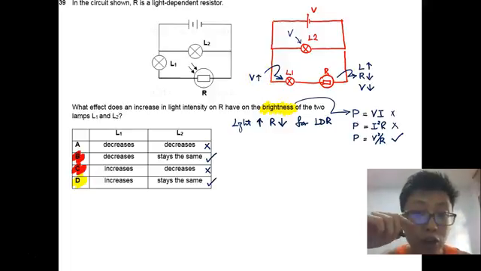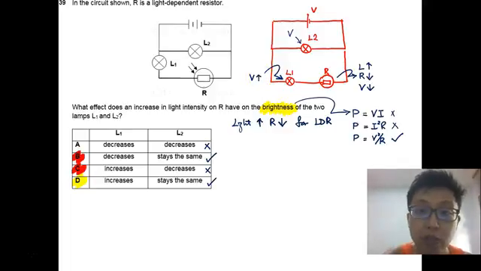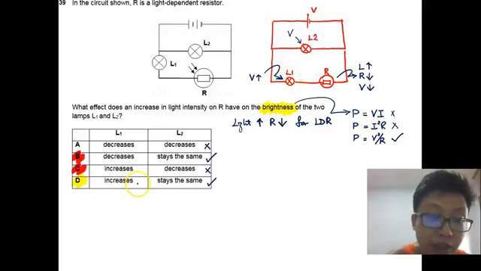If you have forgotten why, remember the V of this and the V of this must add up and equal to this. Therefore, if there's a drop in voltage across R, there will be an increase of voltage across L1. And since P equals V squared over R, the brightness of L1 would increase.